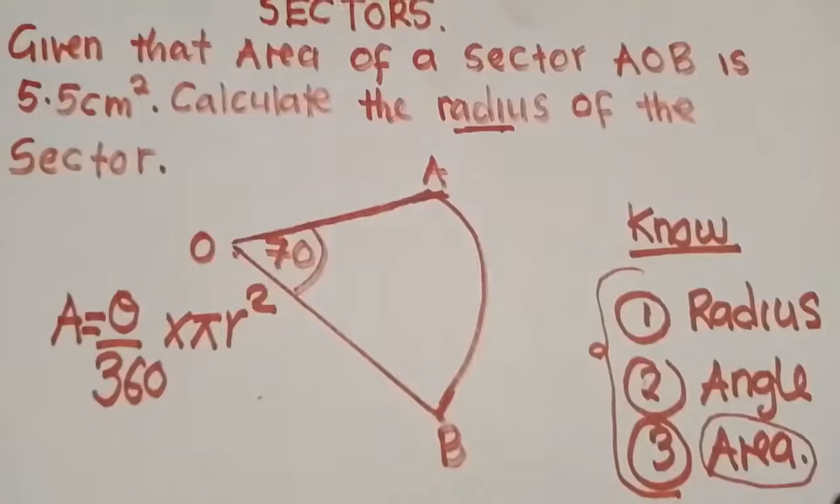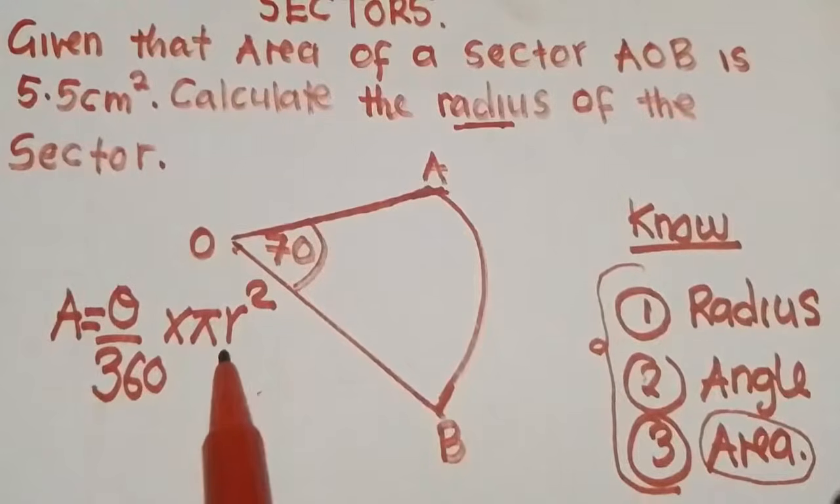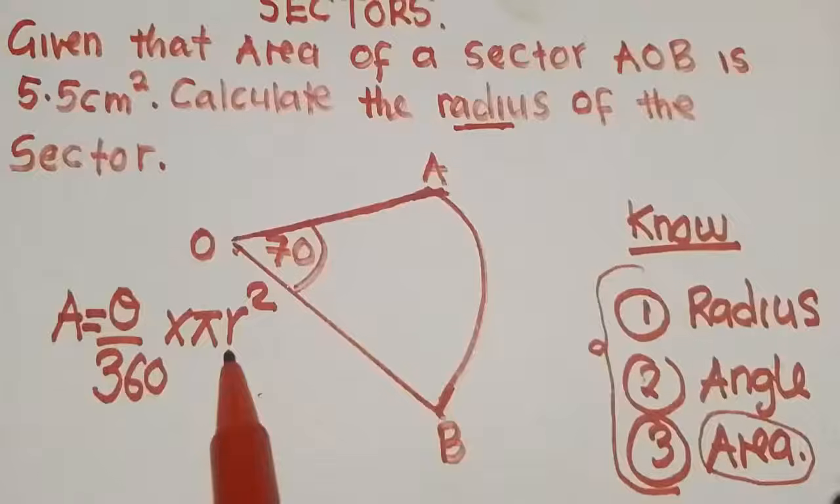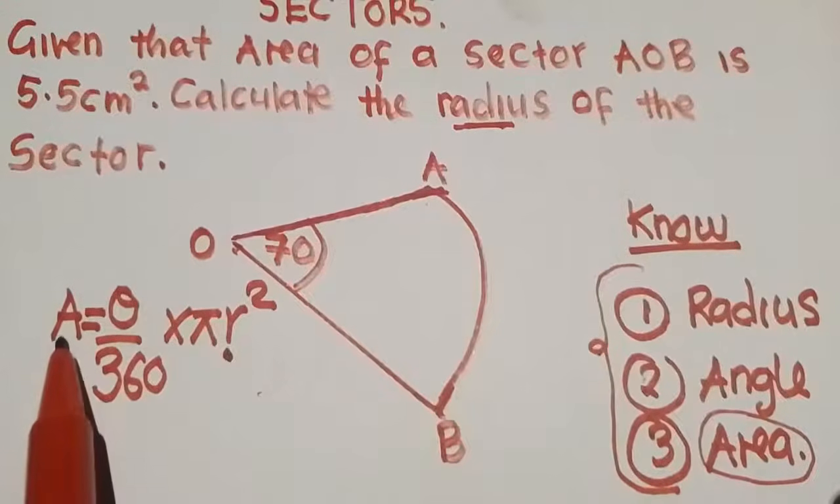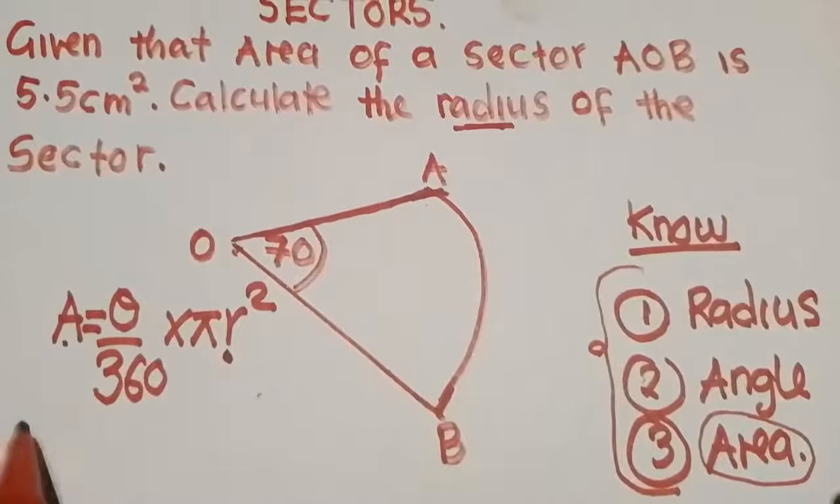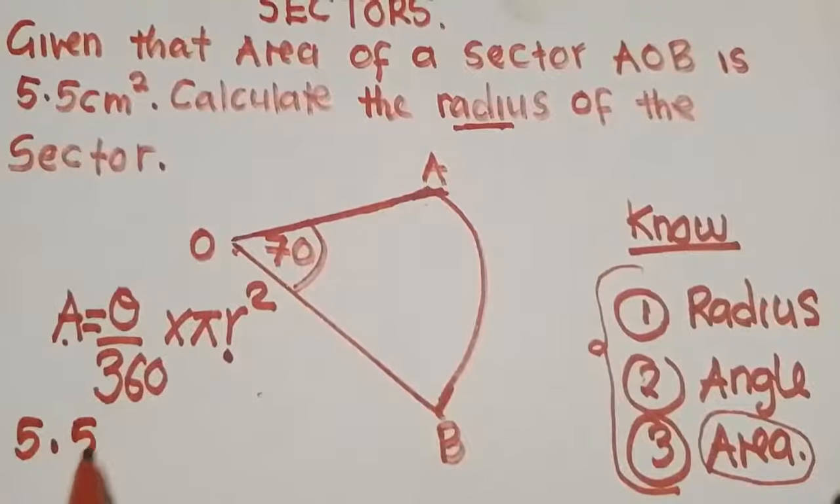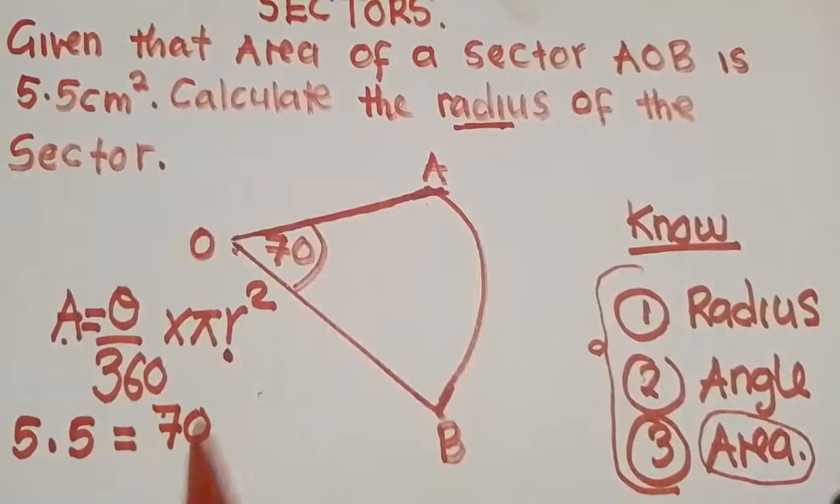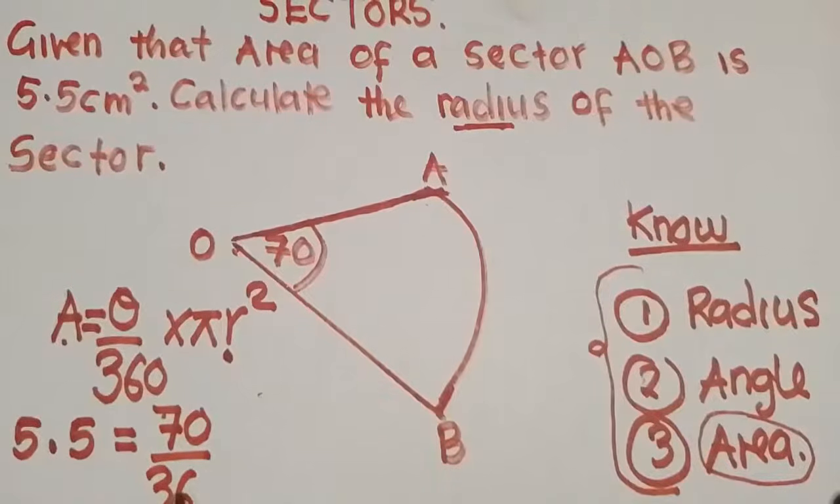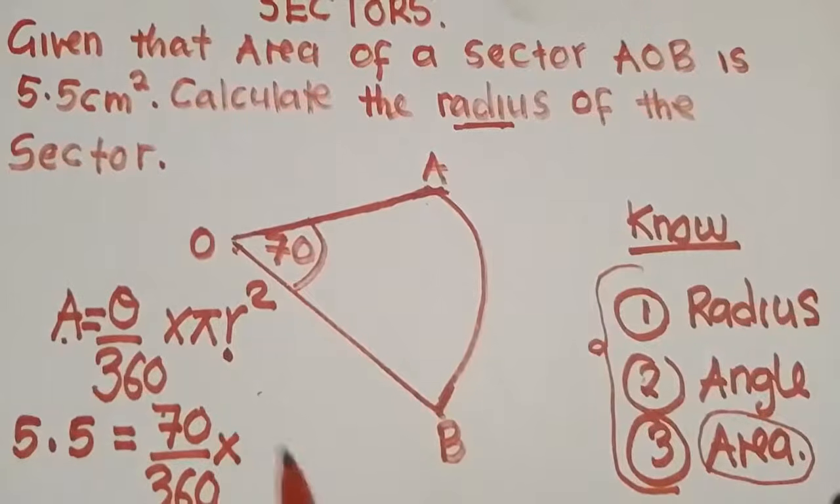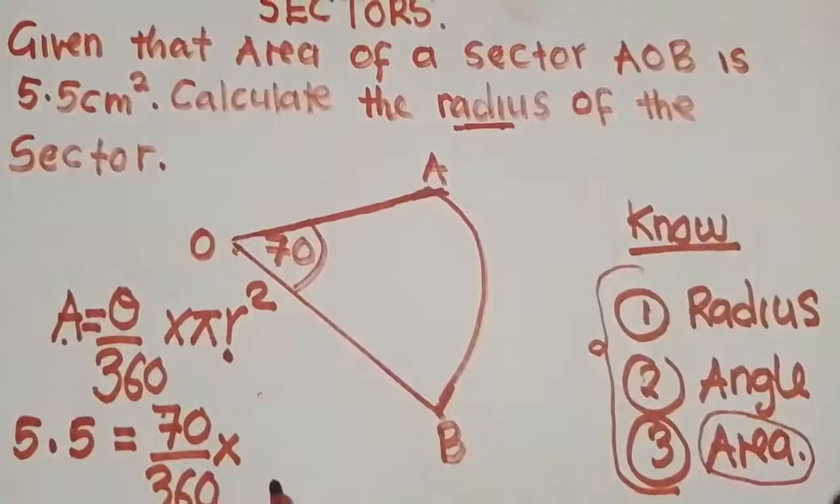In this case, what are we told to find? We are told to find the radius. We are given the area. It is 5.5, which is equal to, what is the theta? The theta is 70. So 70 over 360 times, what is pi? Normally this comes where you are told that you don't have a calculator. It comes in paper 1 where you don't have a calculator.